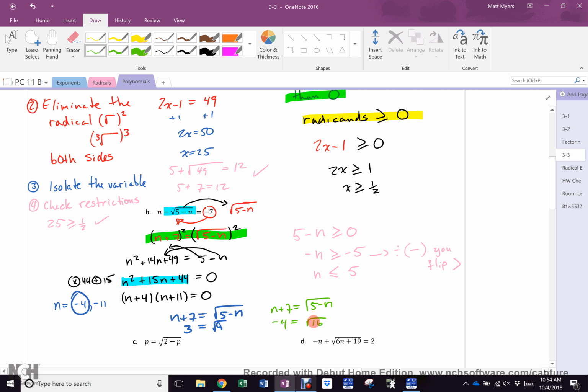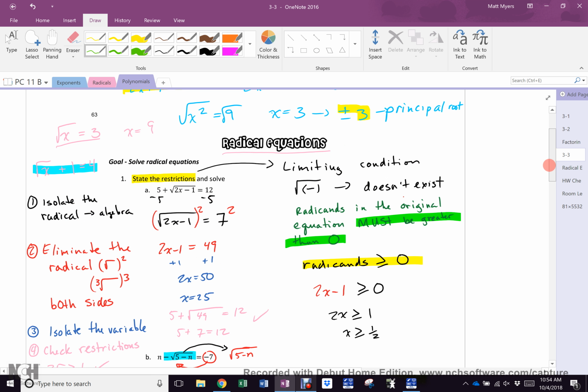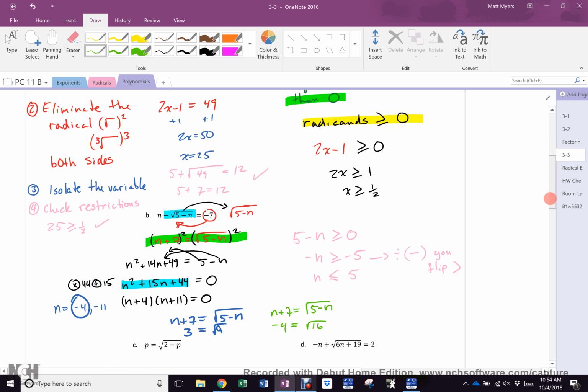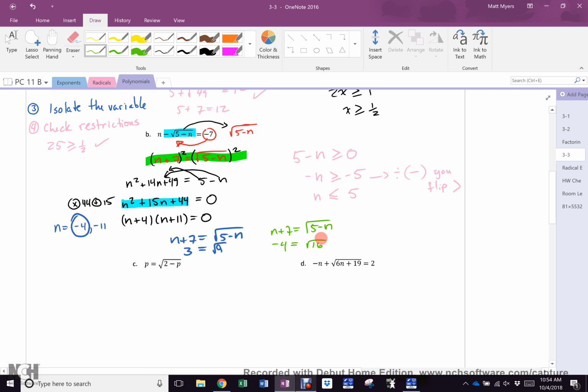So this is true, but are we looking for the positive or the negative root? Am I looking for the positive or negative root? So, is this okay? No. So does negative 11 work? No. So what is the answer to this question? Negative 4. N equals negative 4. Is everybody cool?